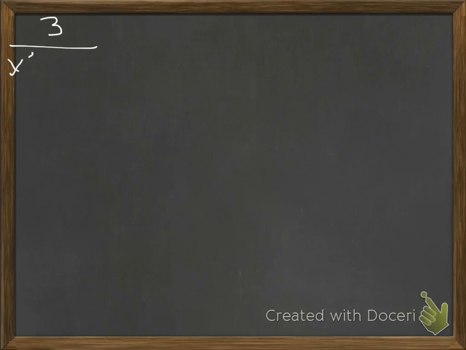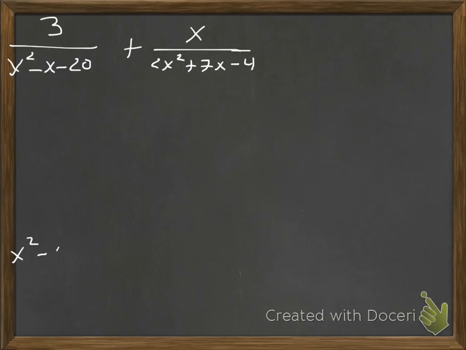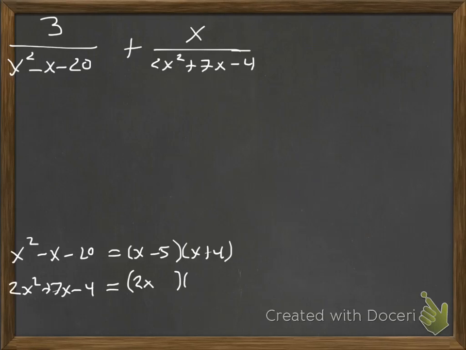So we're going to look at 3 over x squared minus x minus 20 plus x over 2x squared plus 7x minus 4. We don't have common denominators, so we're going to go ahead and factor both denominators. So x squared minus x minus 20 factors into x minus 5, x plus 4. 2x squared plus 7x minus 4, I'm sorry, factors into 2x minus 1 and x plus 4.